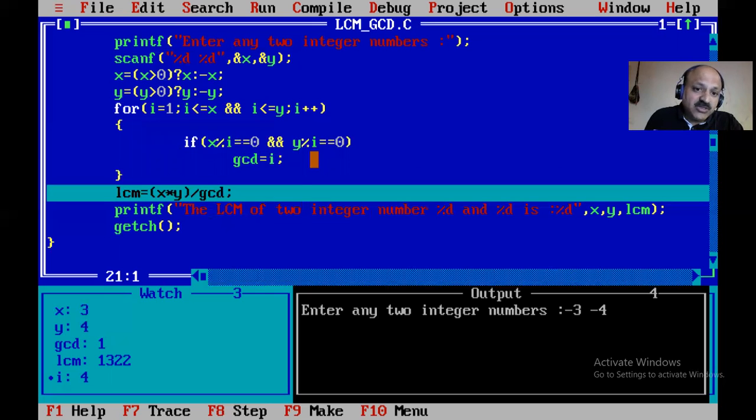Now I plus plus, so here we check I less than x, but I is now 4 and x is 3, so the for loop condition is false. So it comes directly out to the output, where the logic finds the LCM: x multiply y. So x is 3 and y is 4, so 12, and divide by GCD. GCD is 1, so the answer is 12.